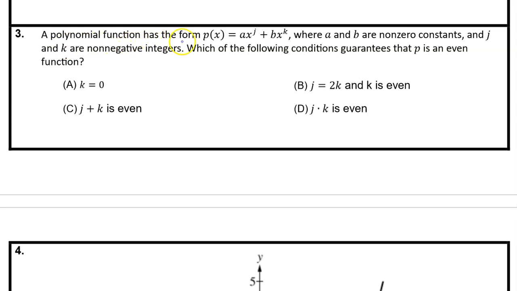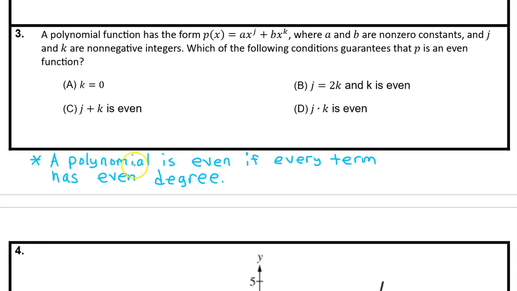A polynomial function has the form p of x equals ax to the j plus bx to the k, where a and b are non-zero constants and j and k are non-negative integers. Which of the following conditions guarantees that p is an even function? A polynomial is even if every term has even degree. Note that 0 is an even number.